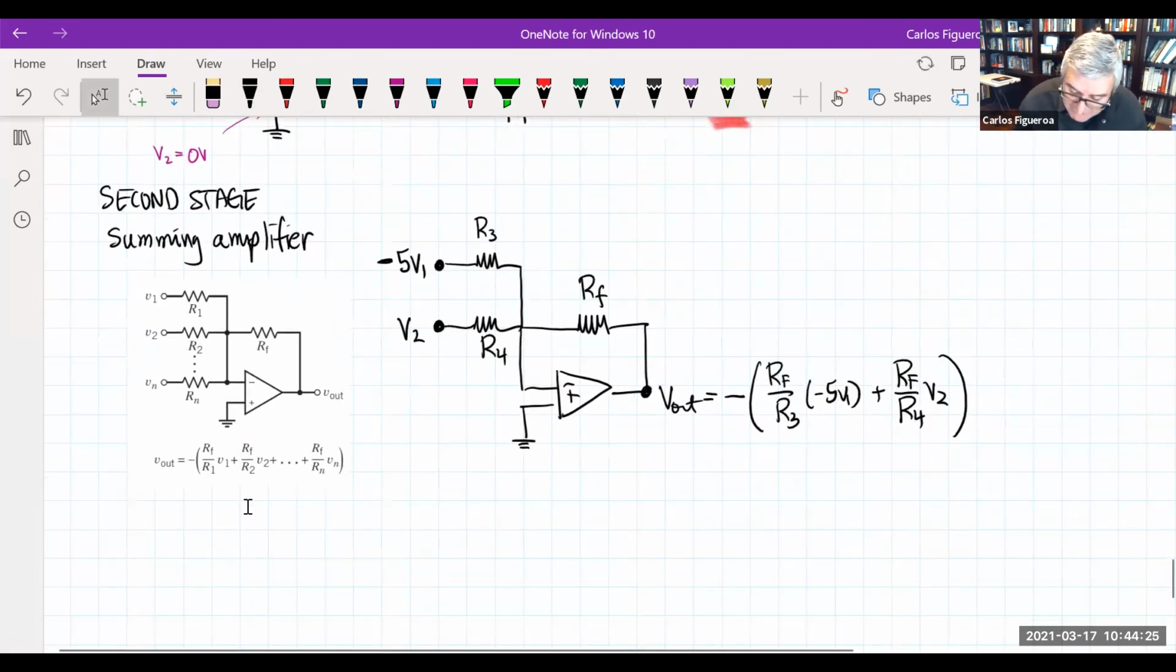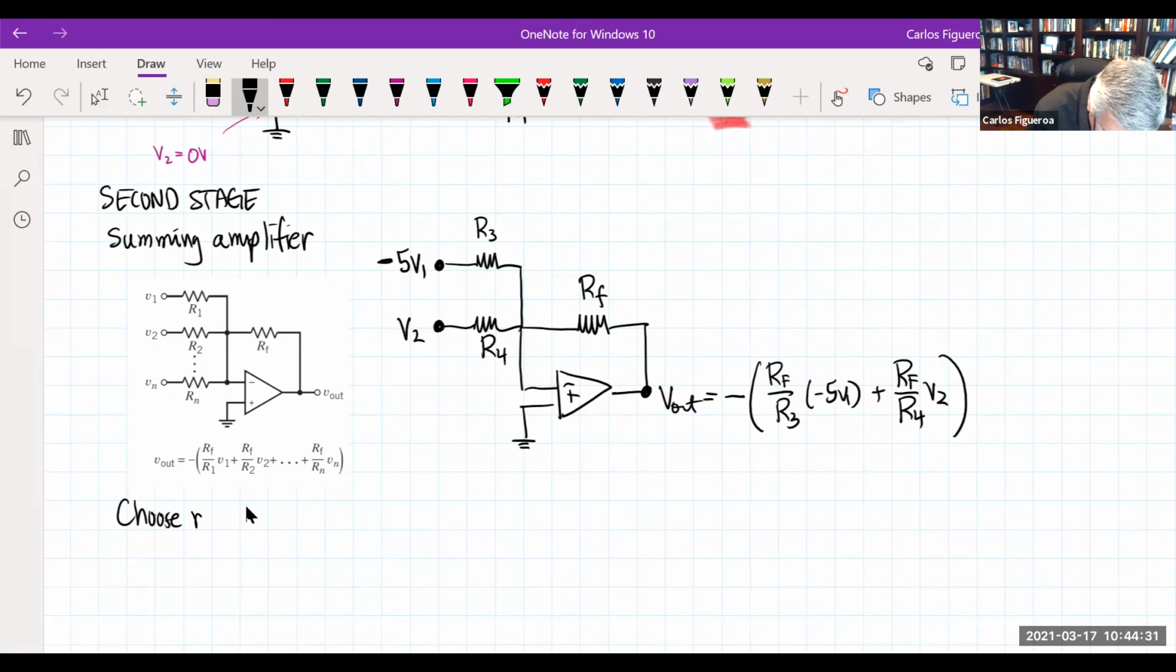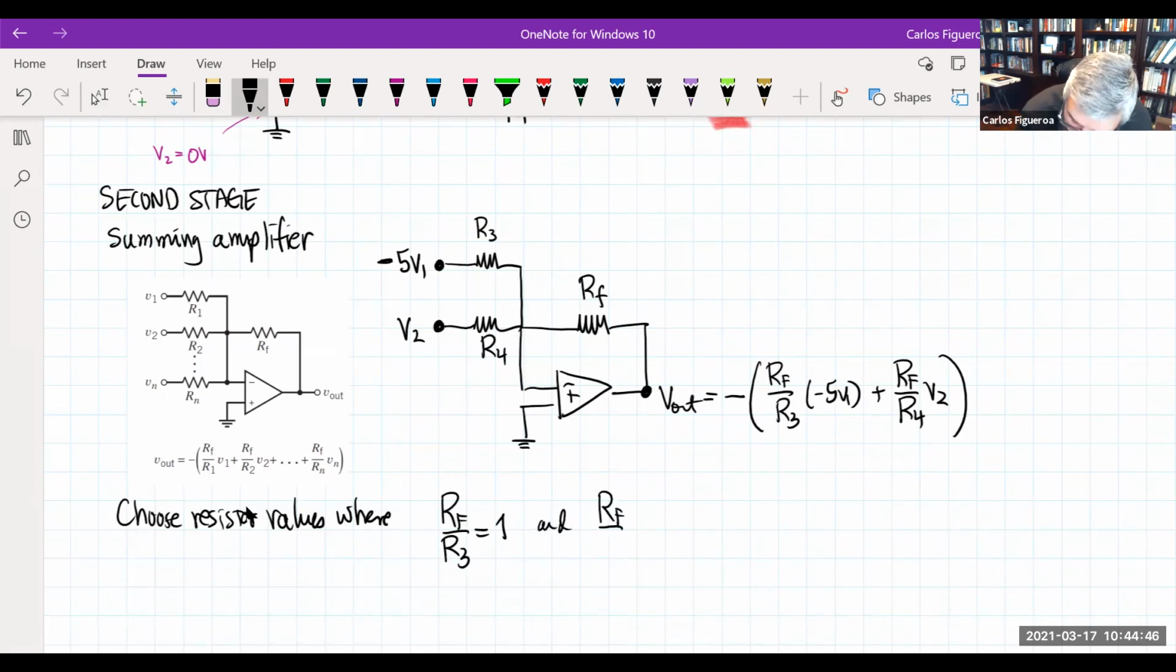So now you could see here is that I got to choose. So now I choose resistor values where RF and R3 has to be 1 and RF and R4 has to be 2.